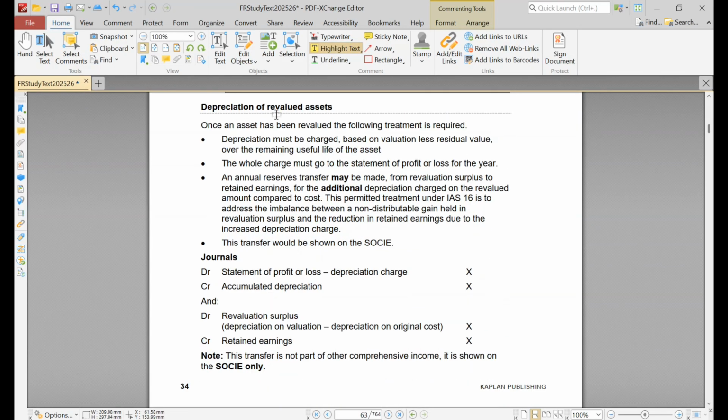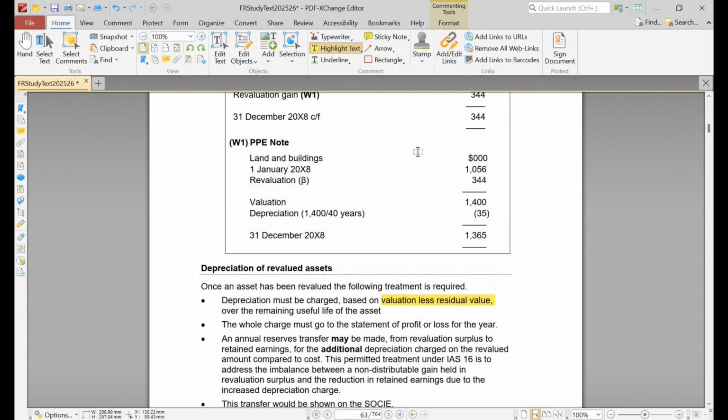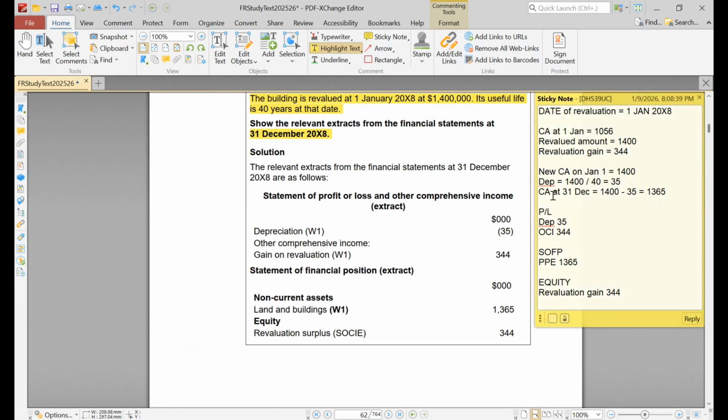Now, depreciation on revalued assets. Once an asset has been revalued, the following treatment is required. Depreciation must be charged based on valuation less residual value. That is pretty much the new carrying amount. When you revalue the asset, that becomes the new carrying amount. That is, 1400 was revalued, so now 1400 becomes the carrying amount, and from here you have to start depreciating it from 1400.